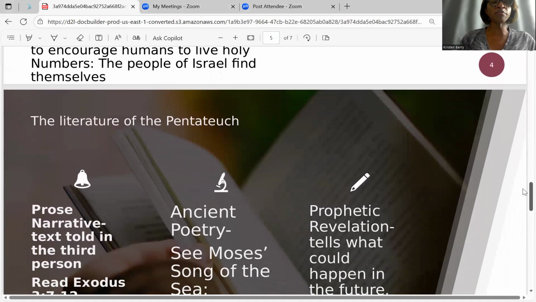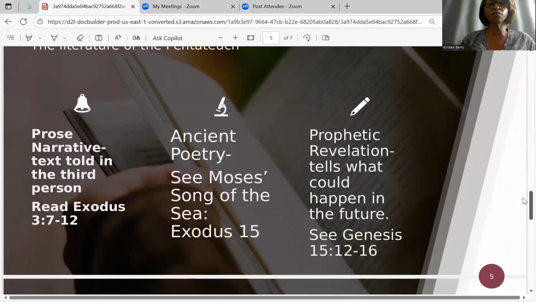We talk about the book of Numbers, and then we have Deuteronomy. What I want you to understand also in the Pentateuch, that's the first 5 books, is that we have a lot of different types of writings in the Pentateuch. I want you to read Exodus chapter 3, verses 7 to 12. This is an example of narrative told in the third person, like a story.